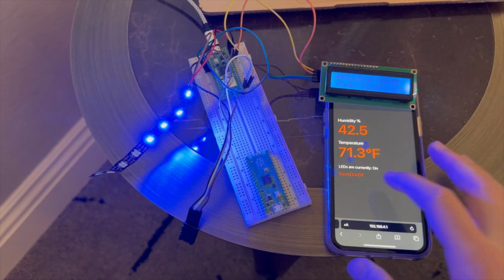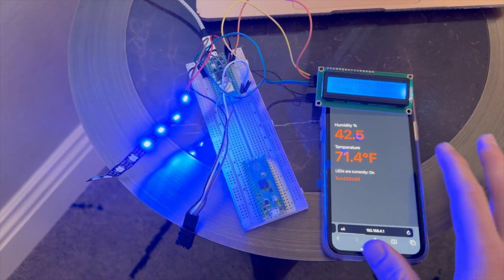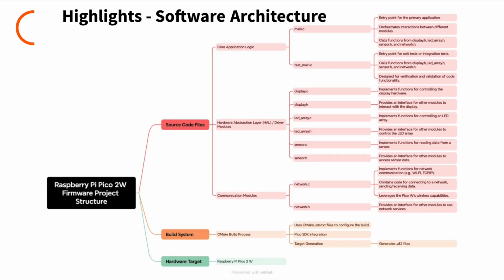Lastly, through your mobile device, there's also a button to turn the LEDs on and off, as you can see here. Now moving on to the next highlight, software architecture.